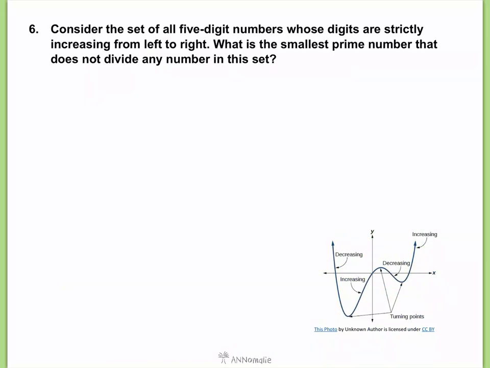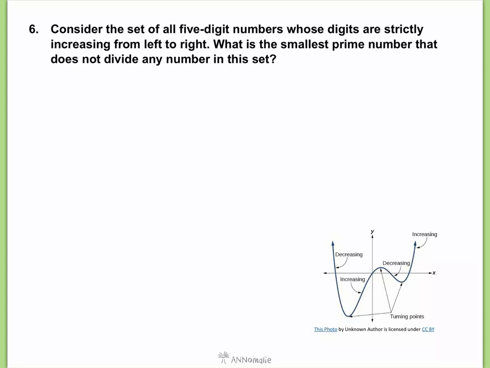This problem is quite tricky. On the right hand side, I've included a picture of a function where the function is initially decreasing, at the turning point increasing, decreasing again, and then increasing. But in this question, we're dealing with a 5-digit number whose digits are strictly increasing from left to right. And the question is, what's the smallest prime number that does not divide any number in this set?